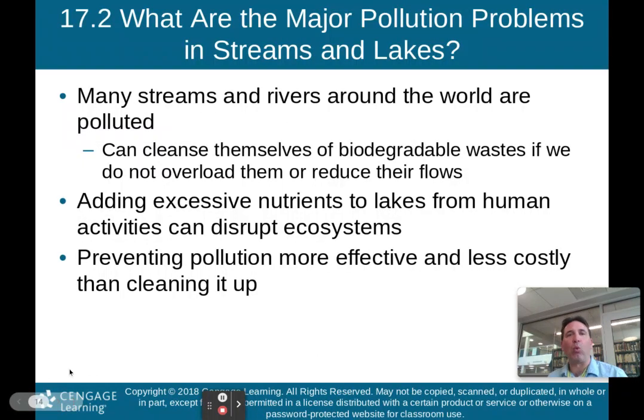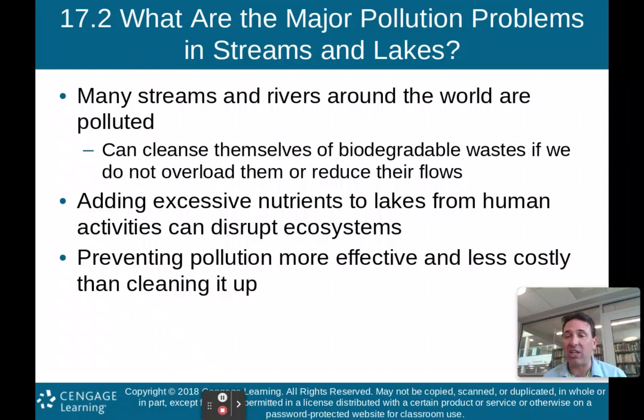Okay, moving on. What are the major pollution problems in streams and lakes? So, many streams and rivers around the world are polluted. Now, streams can actually cleanse themselves of biodegradable waste if we do not overload them or reduce their flow. So, believe it or not, streams are actually very good at cleaning themselves. That's because the water is in constant motion, that then eventually dilutes any pollution that is in there, moves it around.